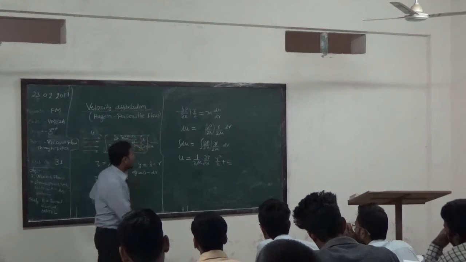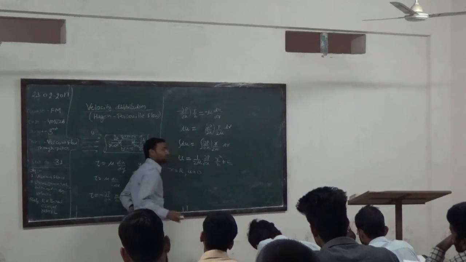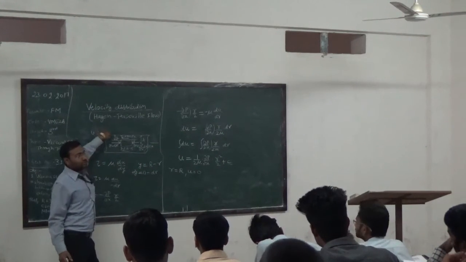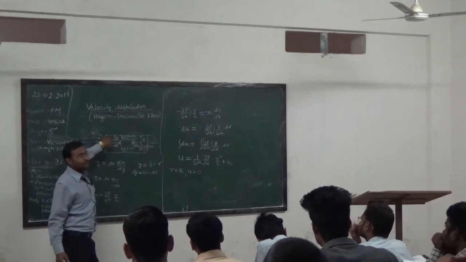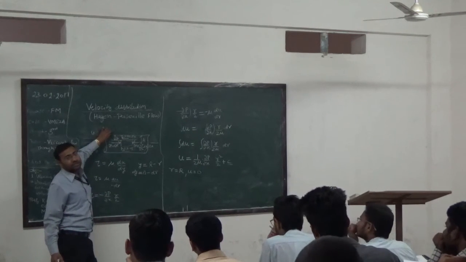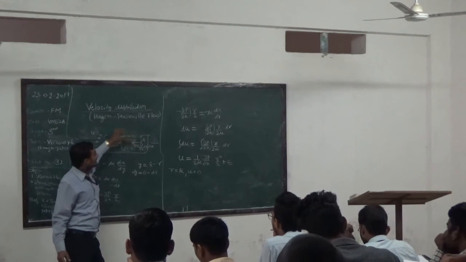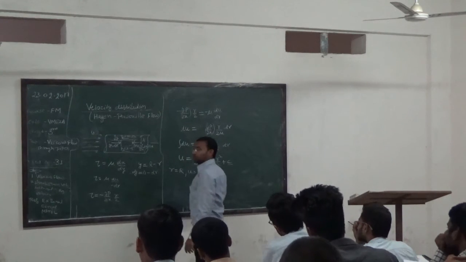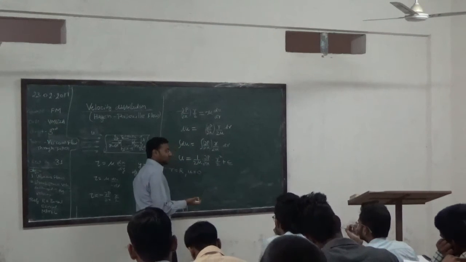At r equals capital R, the velocity will be 0 because the solid surface is in contact with the fluid layer having 0 velocity. As per Newton's law, this velocity must be 0. So at r equal to capital R, u equals 0. Put the value and calculate the value of C, which is not equal to 0.